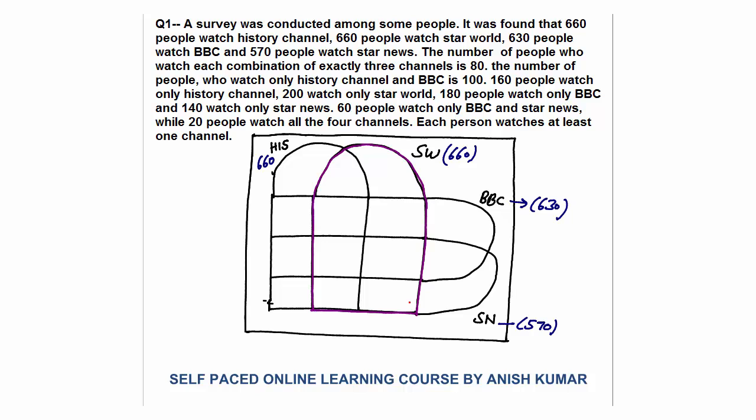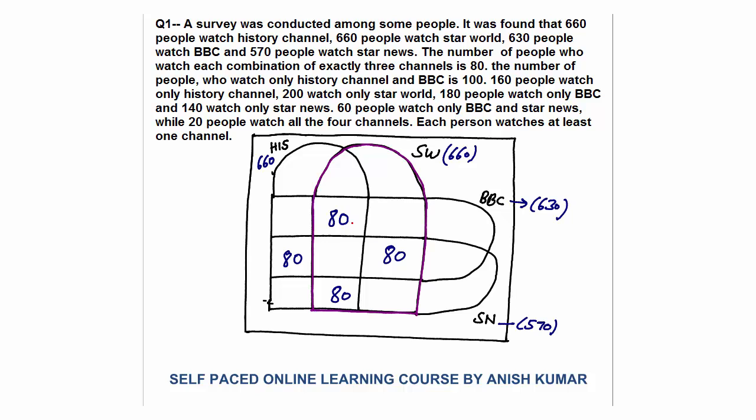Now the question is the number of people who watch each combination of exactly three channels. If you have understood the basics, each combination value is 80. Number of people who watch each combination of exactly three channels is 80. So this number would be 80. Same with this number, it would be 80, this would be 80, as well as this would be 80, as I have explained in the previous slide.